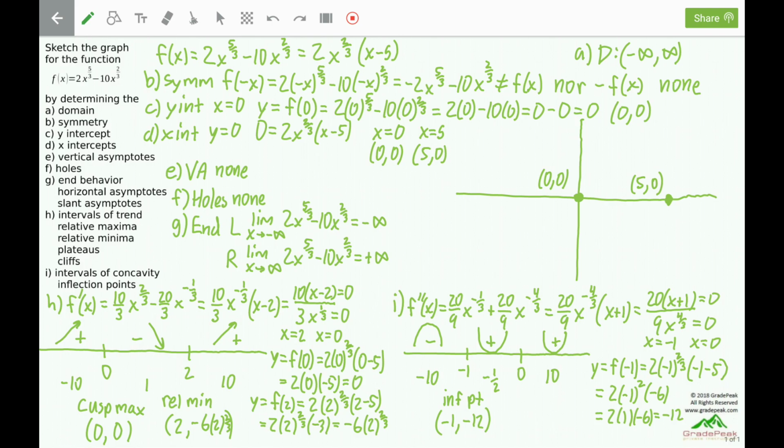We have no vertical asymptotes, no holes. We have left end behavior of negative infinity. That means over at the left end, it's going to be down here in the negative infinity. It'll go down there somewhere. And right end behavior of positive infinity. So on the right end, it's going to end up in the positive infinity up here somewhere. We'll be sure that it follows those conditions.